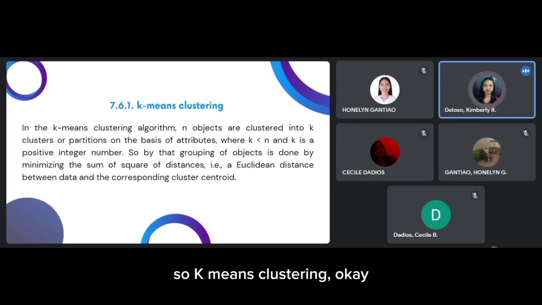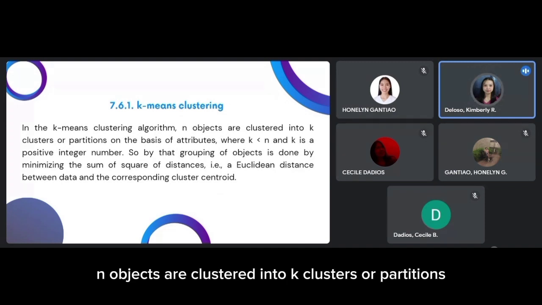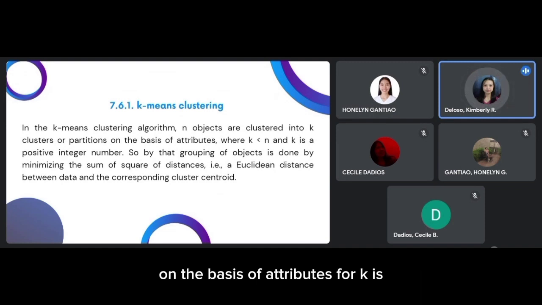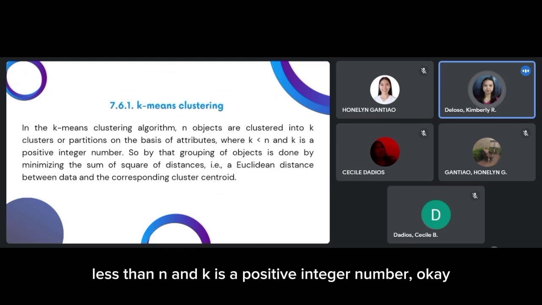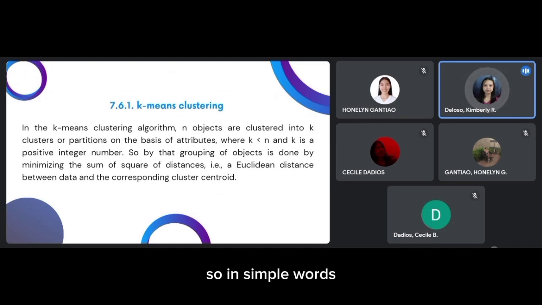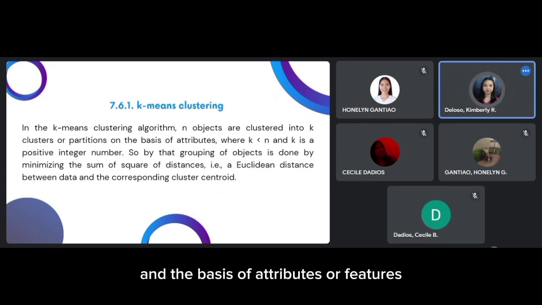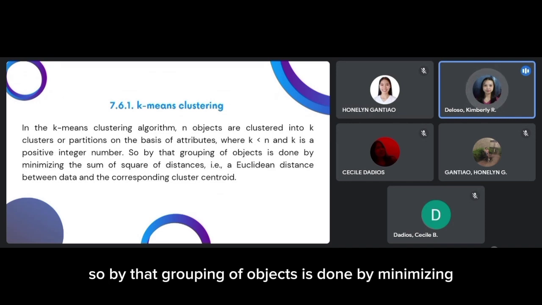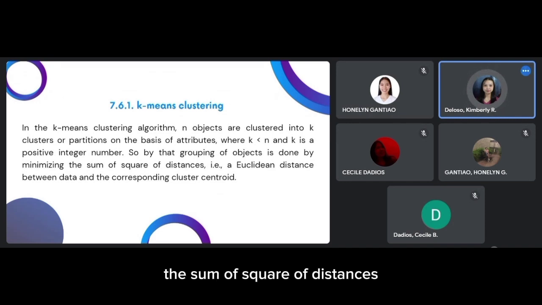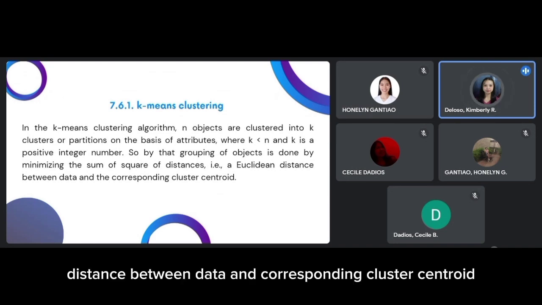So, k-means clustering. In the k-means clustering algorithm, n objects are clustered into k clusters or partitions on the basis of attributes, where k is less than n and k is a positive integer number. In simple words, in the k-means clustering algorithm, the objects are grouped into k number of clusters on the basis of attributes or features. The grouping of objects is done by minimizing the sum of squares of distances, the Euclidean distance, between data and the corresponding cluster centroid.